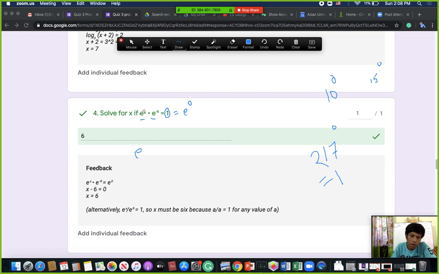So we have e to the power x minus 6 here, equal to e to the power 0. Then we have x minus 6 equal to 0. If x minus 6 equals 0, then x equals 6 is the answer. This is how we get this answer, and this is how we solve all these maths.